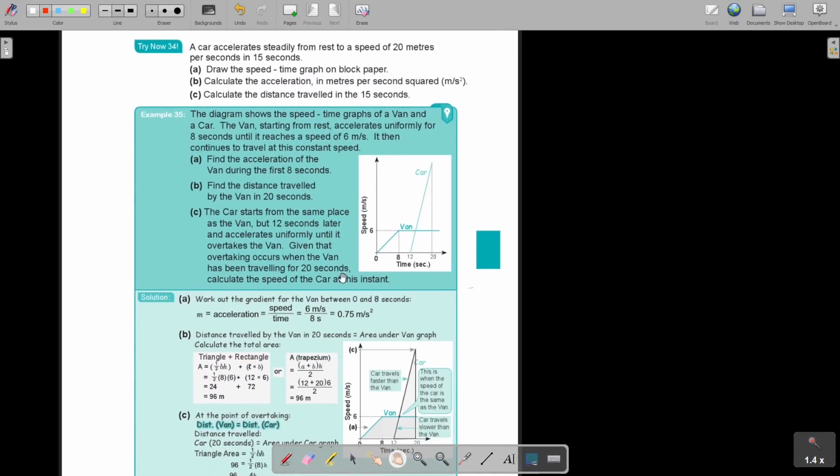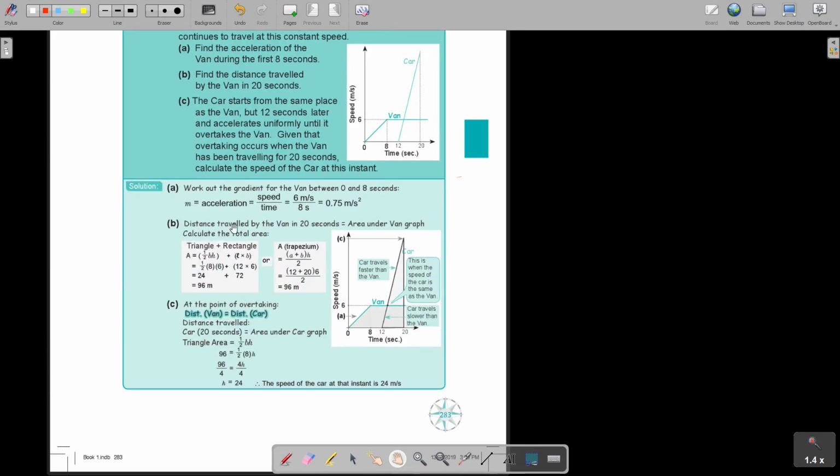And there, do you see speed, time? And I'm just going to find the distance traveled by the van in 20 seconds. So that's the van. Now, there, the distance traveled by the van in 20 is the area under the van graph. Calculate the area. So if you look at this one, I just want to take a ruler. But if I look, 20, it's up to there.